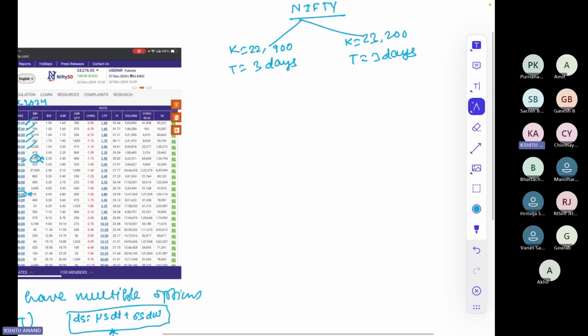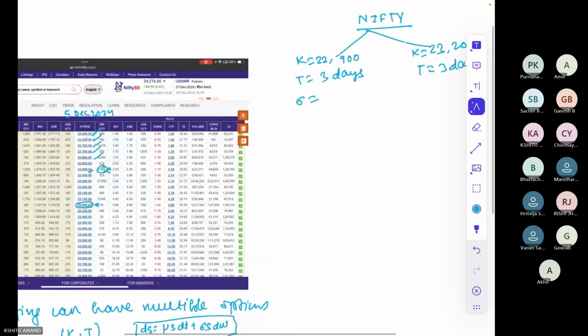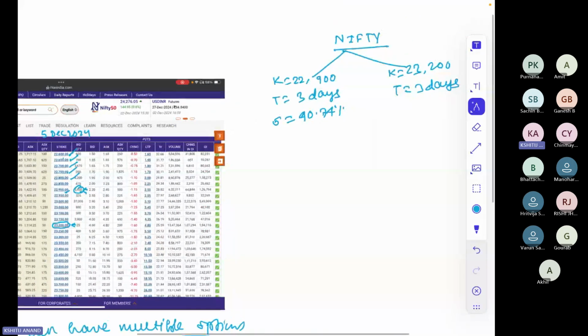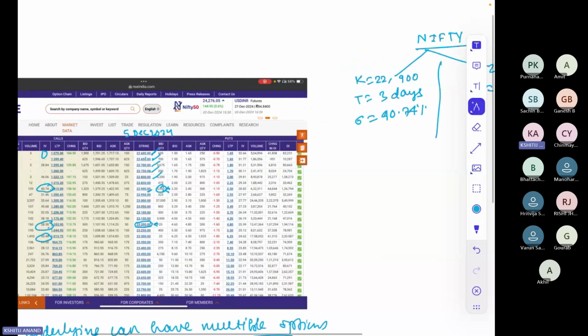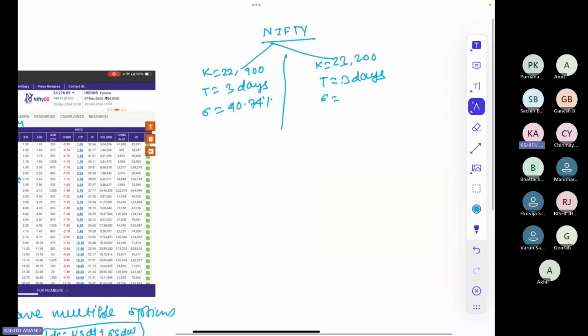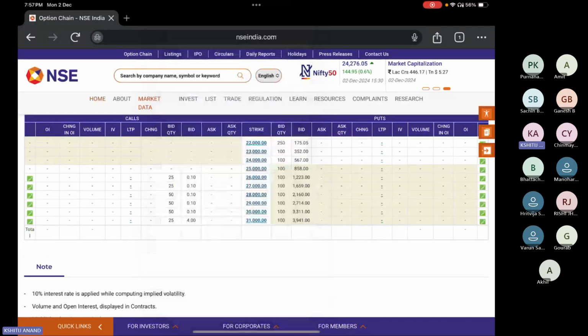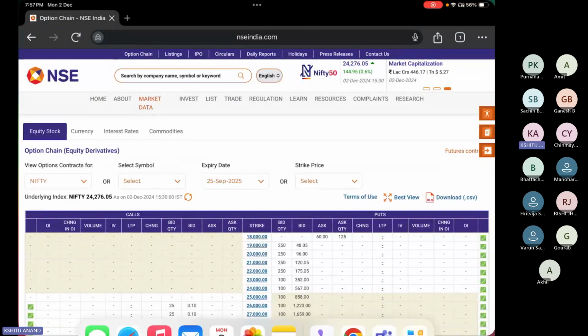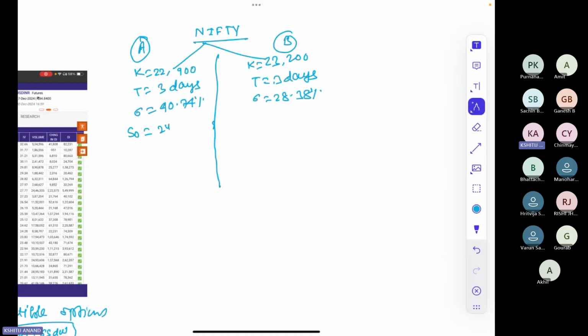Now, if you reverse everything for this option, it will give you an implied volatility of 40.74%. This option will give you an implied volatility of 28.38%. Now, let us say we have a group of people, A group and B group. What is the current value of S naught for Nifty? Let us see. S naught is 24,276.05, about 24,276.